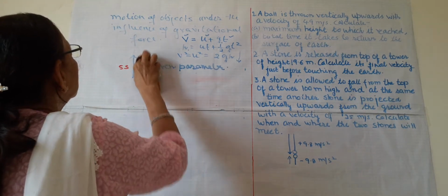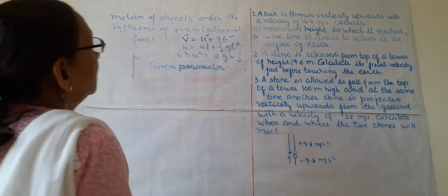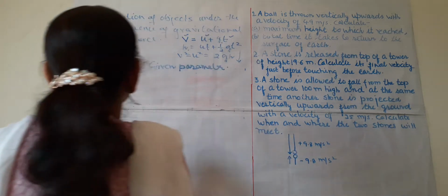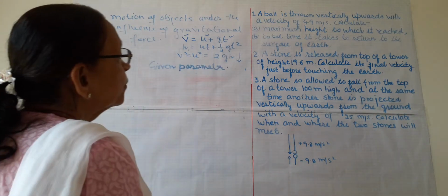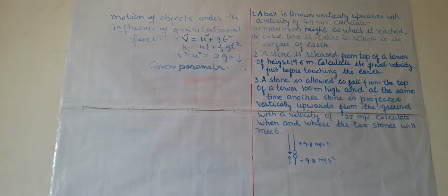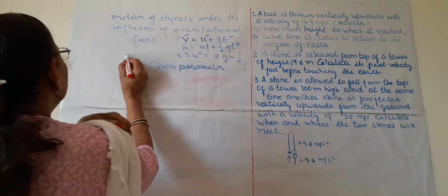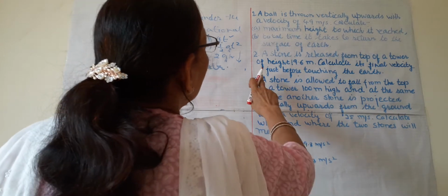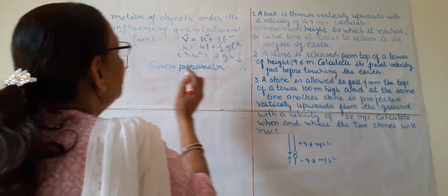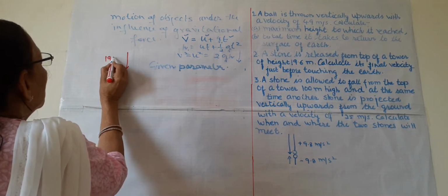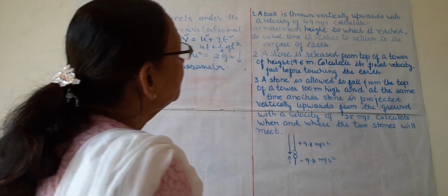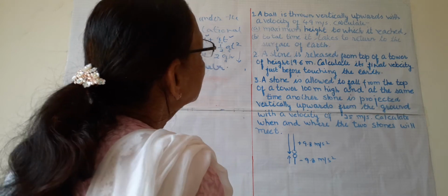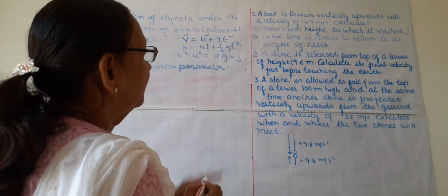Second is, a stone is released from the top of a tower. So here the stone is coming down from the top of the tower. The stone is coming down a height of 19.6 meter. So the height of the tower is 19.6 meter. Calculate its final velocity just before touching the earth.